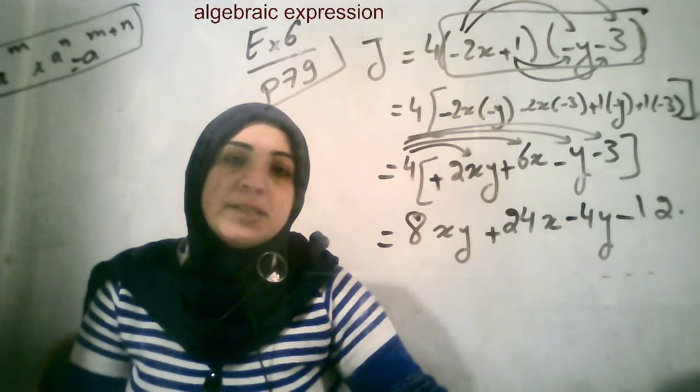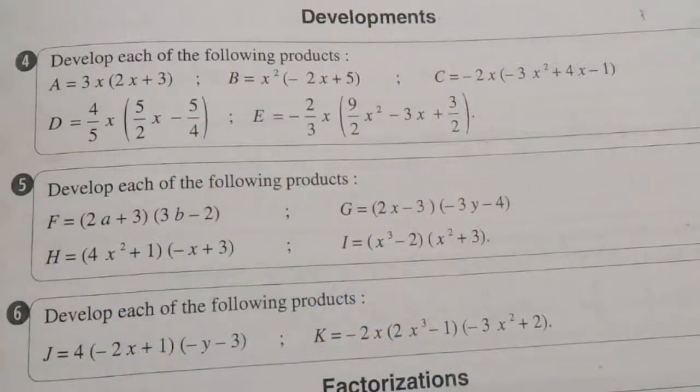The last part here, it's K: minus 2x. Please, when we finish that, you have to write them in your classwork copybook and then hand in your work in the assignment, okay? Don't forget that. It's minus 2x into 2x cubed minus 1 into minus 3x squared plus 2.